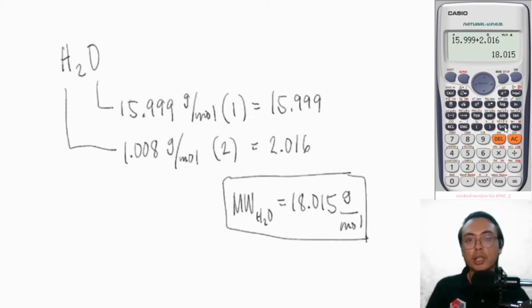Okay, so that is how you compute for the molecular weight of a compound. You must know its chemical formula because without the chemical formula, we cannot know the number of atoms in the compound.